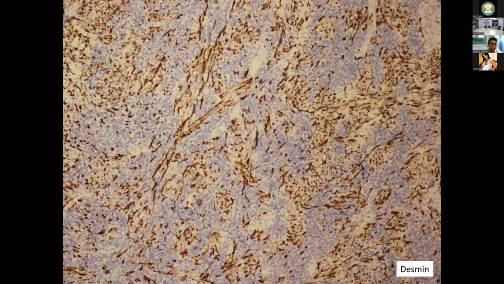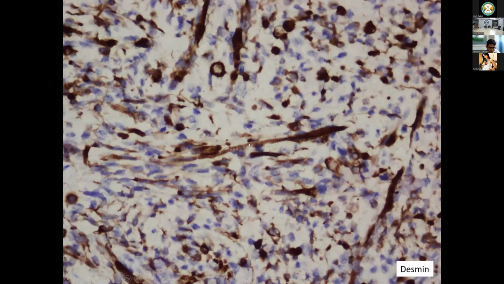Then this is desmin. So you can see here these elongated cells, the cells which were showing this kind of rhabdoid like morphology, are strongly positive for desmin. You can see nice cytoplasmic positivity here. Again, high power of desmin. You can see this cytoplasmic positivity, and in a higher magnification, you can also see this cytoplasmic process, some striations, some alternate dark and light areas. So this indicates a rhabdomyoblastic differentiation, and this component was also positive for myogenin, which shows nuclear positivity.